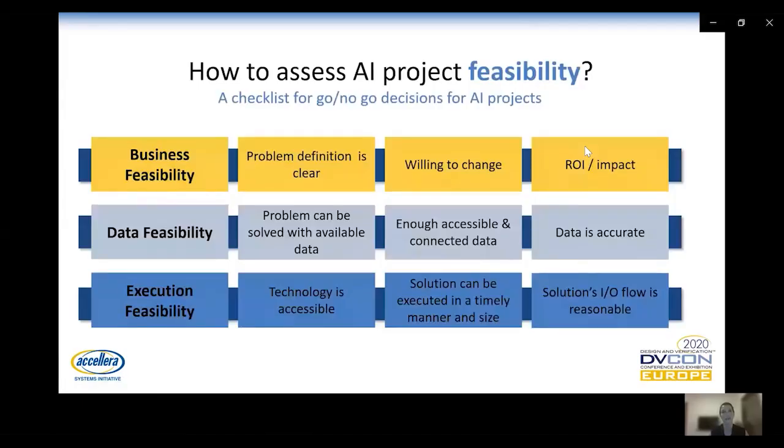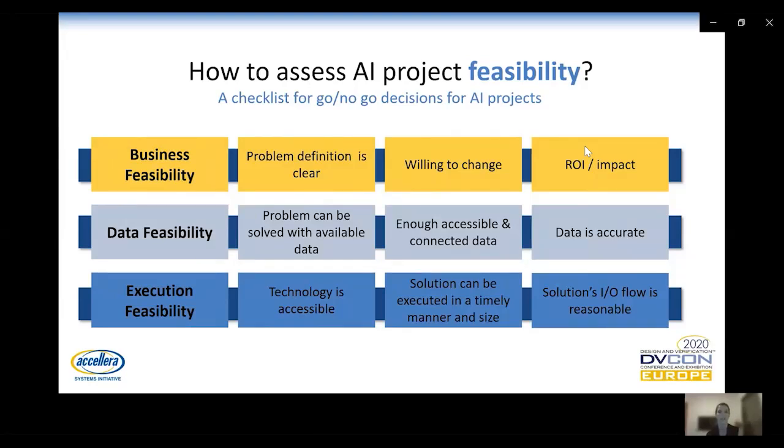So assuming that you would like to assess the feasibility before starting a new project to have a go, no go decision, here is a partial checklist that I would recommend to follow in order to assess the feasibility for a project to succeed. The first one is talking about the business feasibility. We need to make sure that the problem is clear.